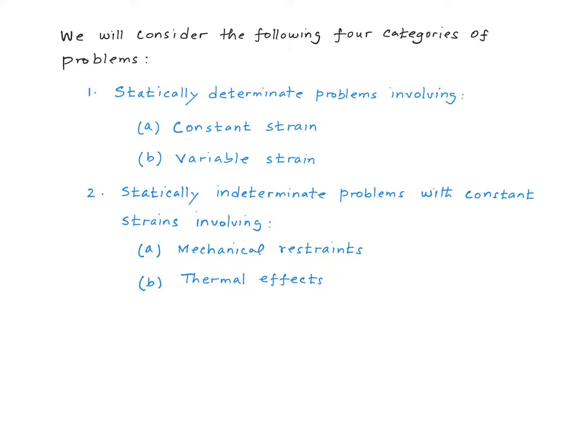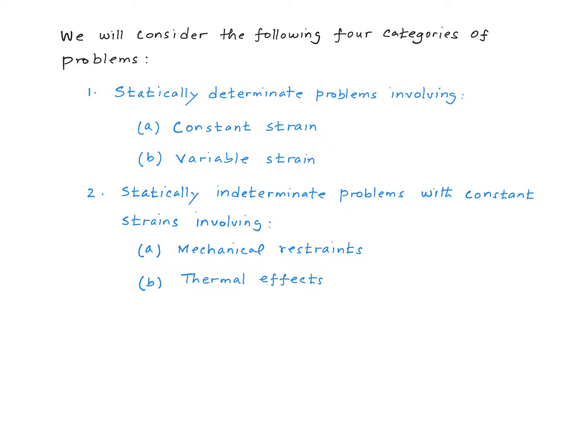And here we will consider these four categories of problems. The first broader type would be statically determinate problems. If you recall, these are problems where the equilibrium equations alone would be adequate to calculate the axial load along the rod. In this type, we'll consider two subcategories: problems with constant strain and problems with variable strain.